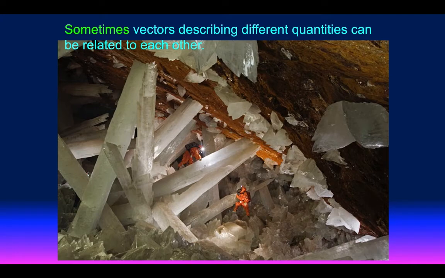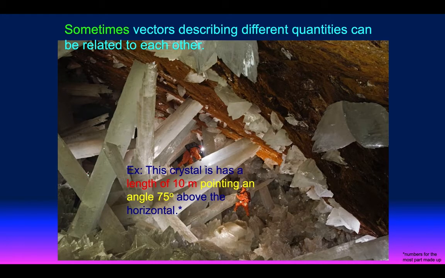Sometimes vectors that describe different quantities can still be related to each other. As an example, let's say this crystal has a length of 10 meters, and let's say this crystal points at an angle 75 degrees above the horizontal. Now, I'm just making these numbers up. I don't know what the real number is, but these numbers seem close enough to the real numbers. So I could say this crystal is oriented at a 75-degree angle and about 10 meters long, give or take.